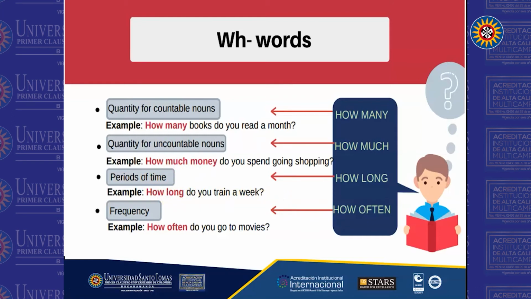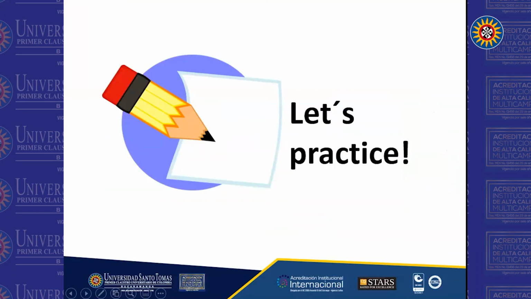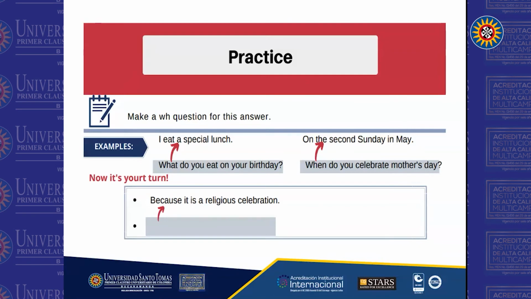50 minutes, right? And how often? We use how often to ask about frequency. The frequency you do something. For example, how often do you go to the movies? I go to the movies once a month. Okay? So now let's practice.